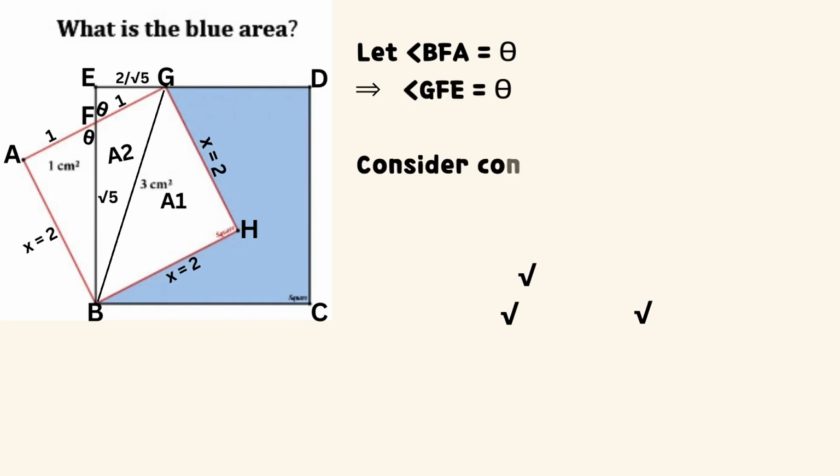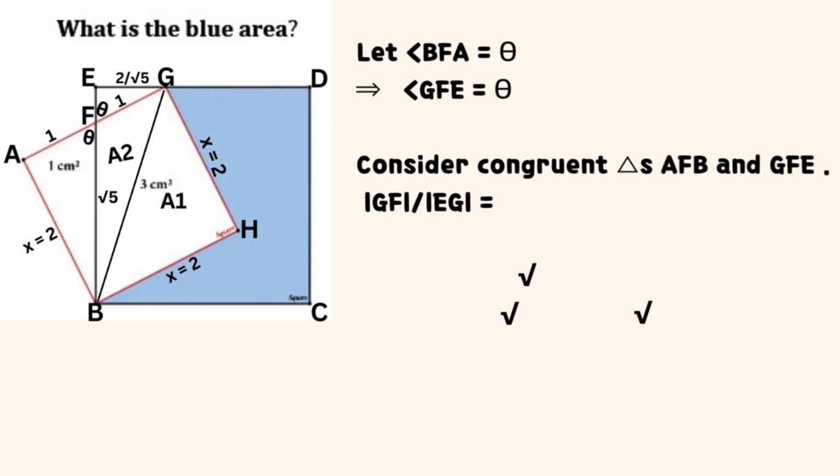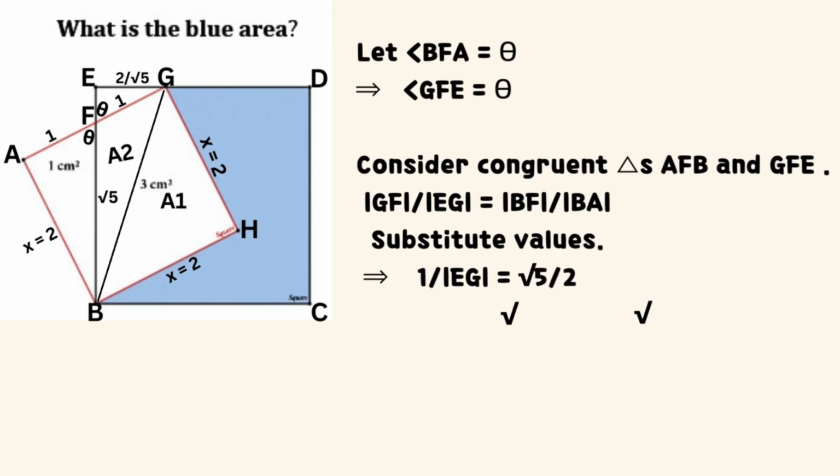let angle BFA equal theta. It follows that angle GFE equals theta. Consider similar triangles AFB and GFE. Line GF divided by line EG equals line BF divided by line BA. Substitute values. Hence, 1 divided by line EG equals the square root of 5 divided by 2.